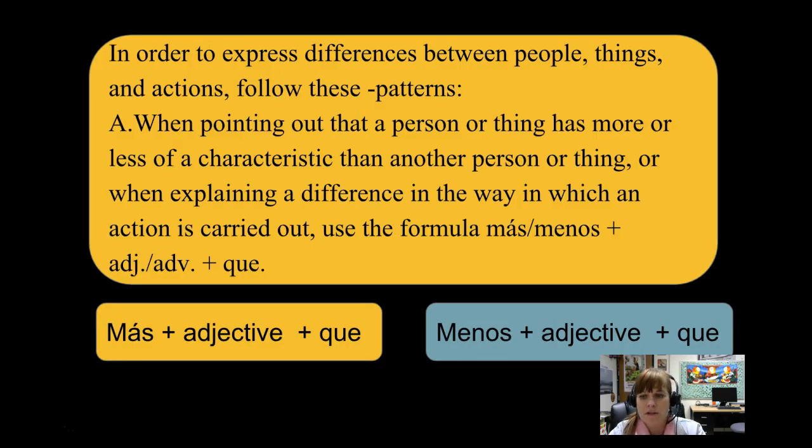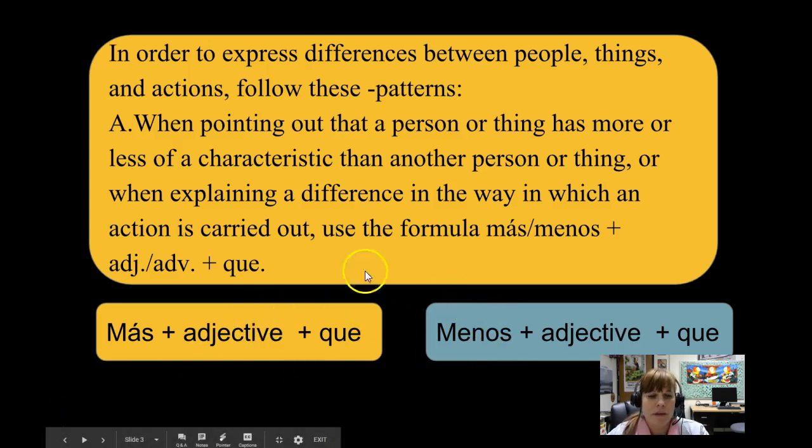So there's a whole bunch of different ways to do this in Spanish. And you guys have your cheat sheet with you. Some parts of it that I have on here, I've added extra just to be able to explain it to you, so you might not see it on that sheet. So in order to express differences between people, things, and actions, follow these patterns. When pointing out that a person or thing has more or less of a characteristic than another person or thing, or in explaining a difference in a way in which an action is carried out, you use the formula más/menos plus adjective/adverb plus que. And so I broke it down in those two separate ones. So más adjective que and menos adjective que.